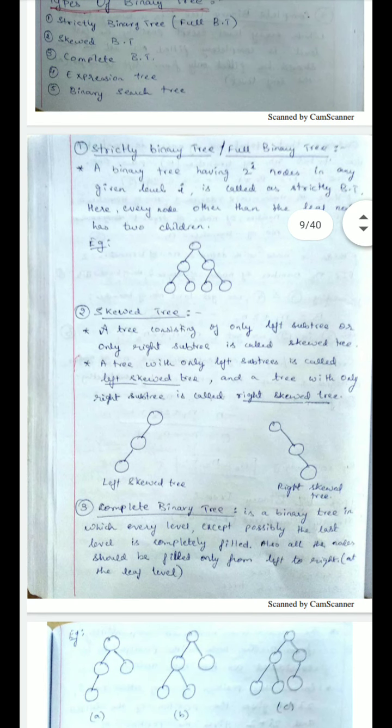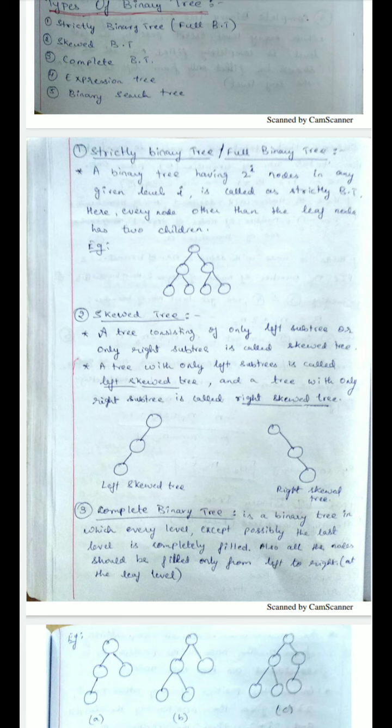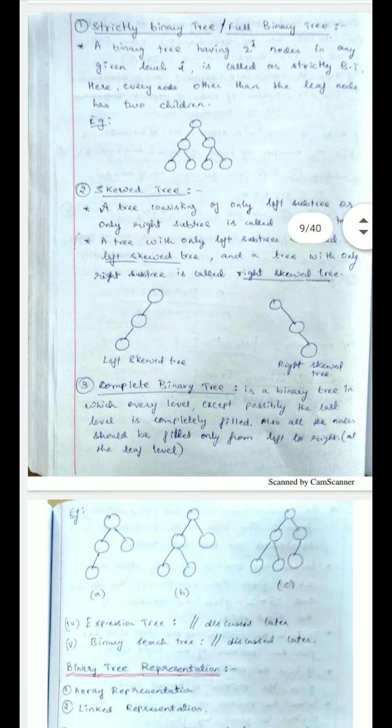Strictly binary tree. So see here, the root node will have 2 subtrees. Similarly, child nodes will have two. There are no children for the leaf nodes. So this is called a strictly binary tree. Skew tree: a tree consisting of only the left side or the right side, we call it a skew tree. Next, a tree with only a left subtree is called a left skew tree. A tree with only a right subtree, we call it a right skew tree.